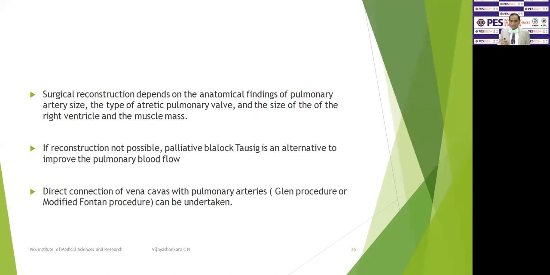Direct connection of vena cavas with pulmonary arteries, bypassing the right atrium and the right ventricle. You know, the inferior vena cava and superior vena cava come and enter into the right atrium. That part of it is taken and attached to the main pulmonary artery, if the pulmonary artery size is good. Otherwise, you attach it to one of the branches of the pulmonary artery.